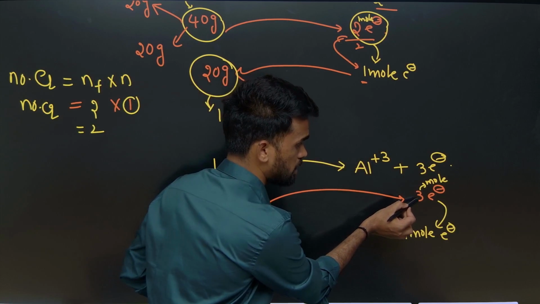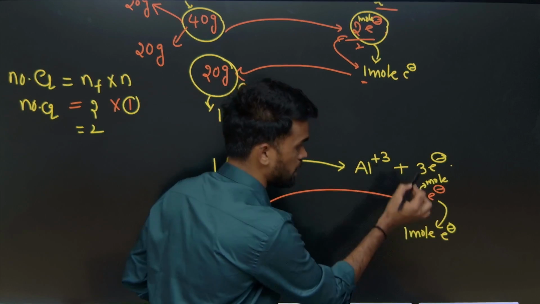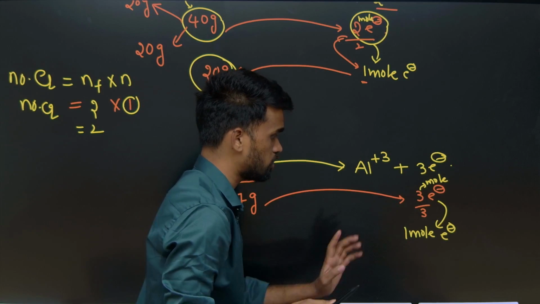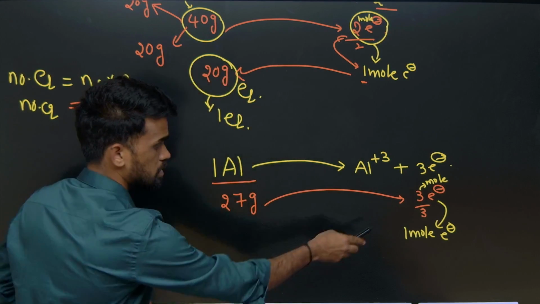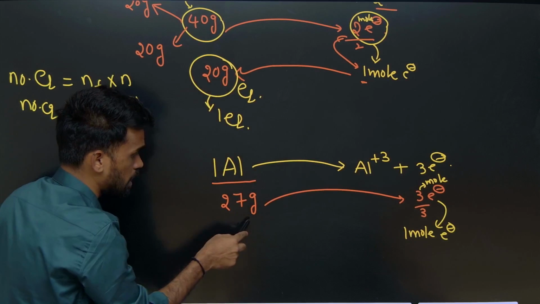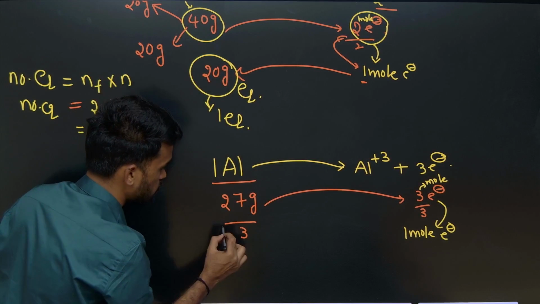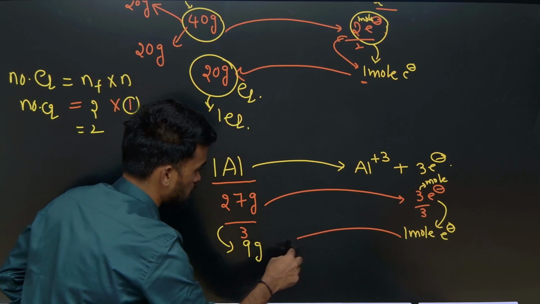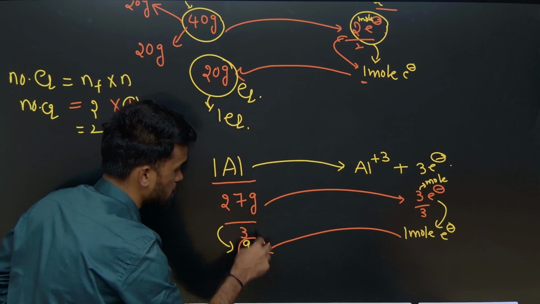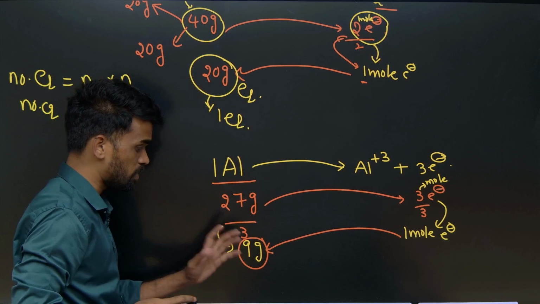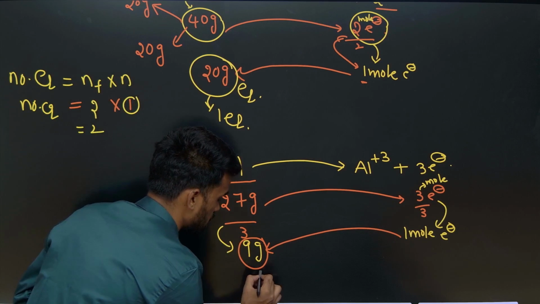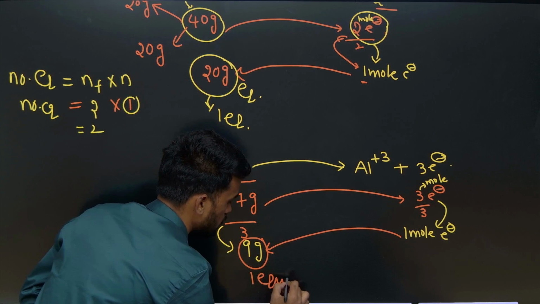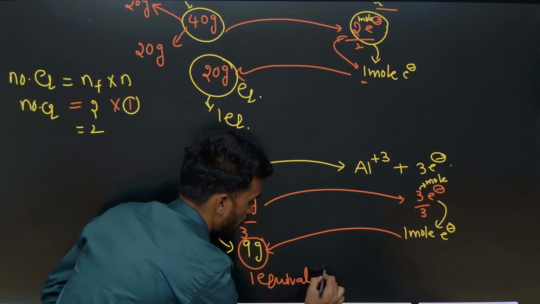So in order to make 3 into 1, you just need to divide by 3, so that we are getting 1 mole. Since you are dividing by 3, you can also divide 27 by 3, which means we are getting 9 grams. It means for 1 mole of electrons, 9 grams of aluminum is involved in the reaction. Now you can consider this as 1 equivalent. I hope this is clear.